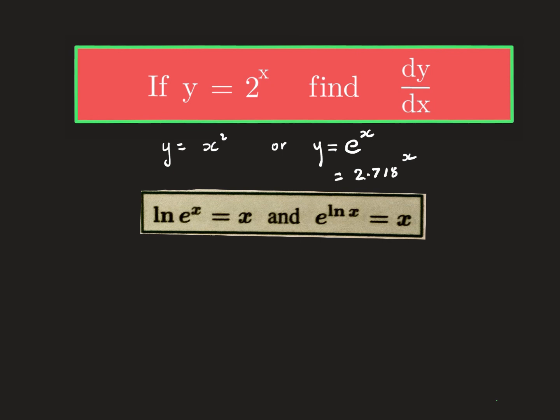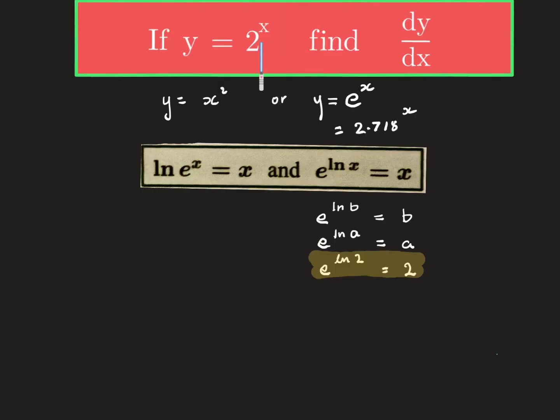From these two relationships, I'm going to be examining this one where I've got an e to the ln x. I could also write this as e to the ln b, which would be equal to b. I could also write this as e to the ln a, and the answer will be a. So in the same way, I could say that this is e to the ln 2, and the answer will be 2. And this is my relationship that I have. So instead of using base 2 up here, I'm going to be using e to the ln 2.